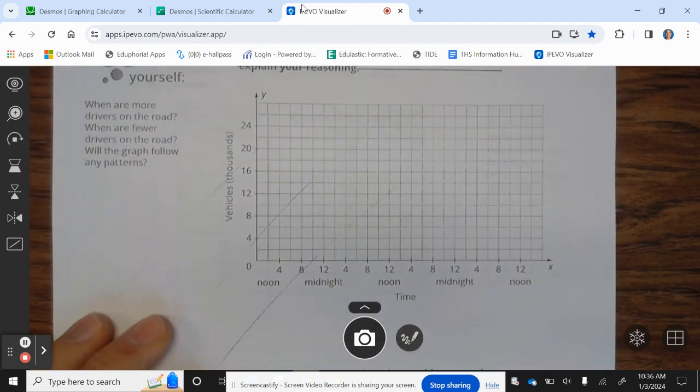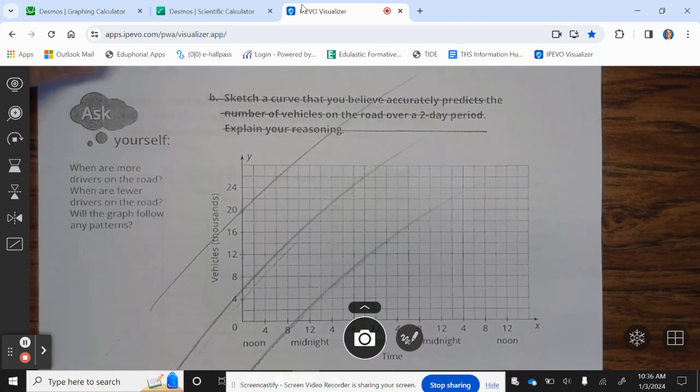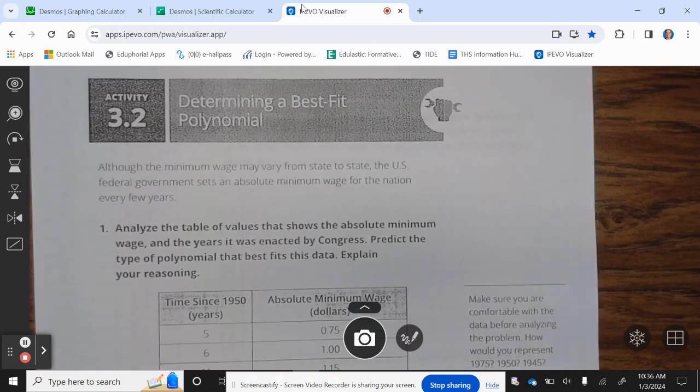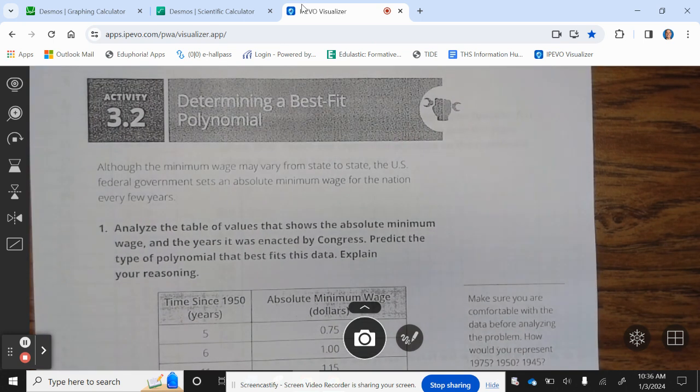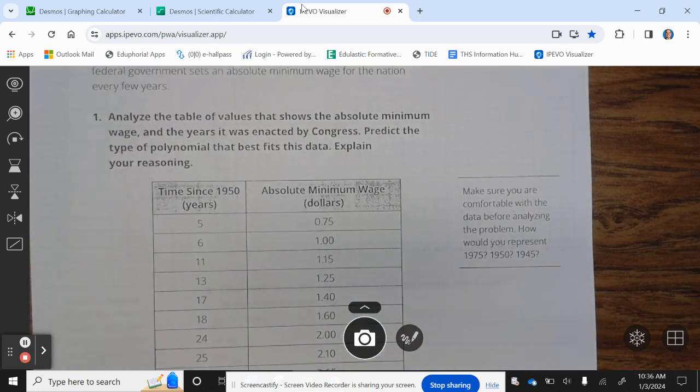All right, we're going to go ahead and mark off this page. Activity 3.2, determining a best fit polynomial. Although the minimum wage may vary from state to state, the U.S. federal government sets an absolute minimum wage for the nation every few years. 1. Analyze the table of values that shows the absolute minimum wage and the years it was enacted by Congress. Predict the type of polynomial that best fits the data. Explain your reasoning. Now, this is time since 1950.